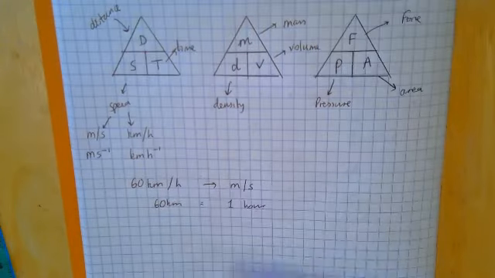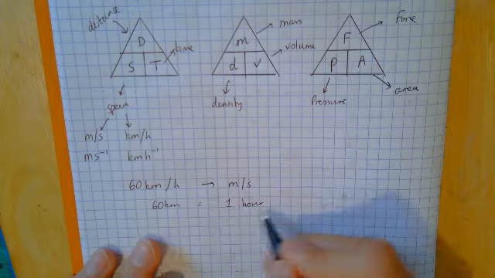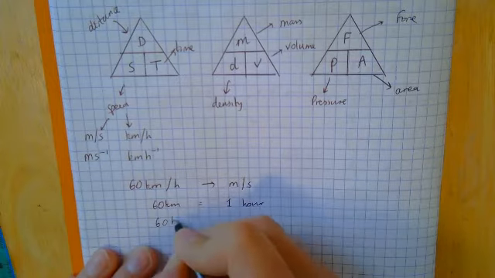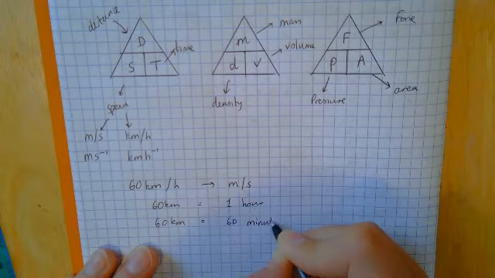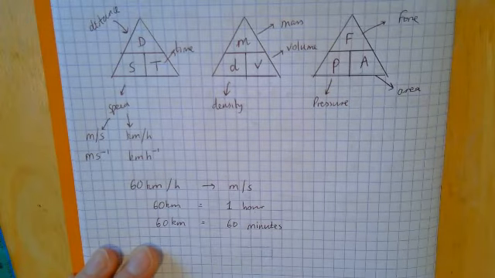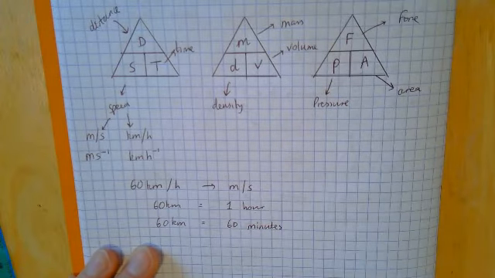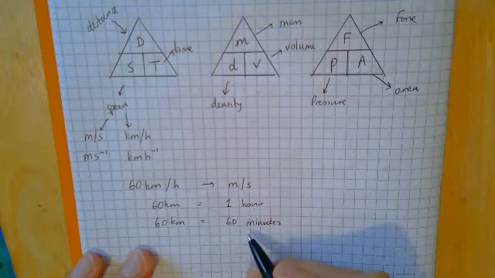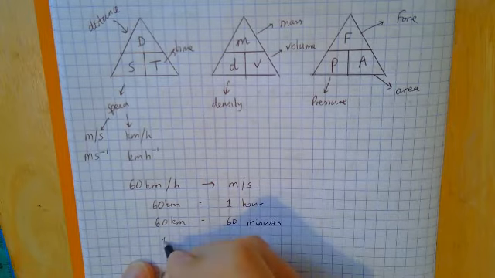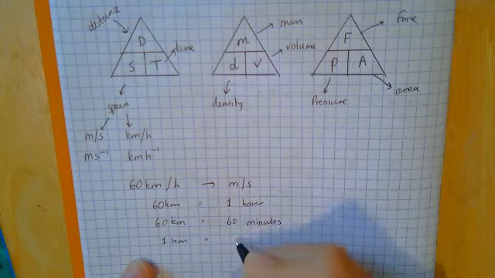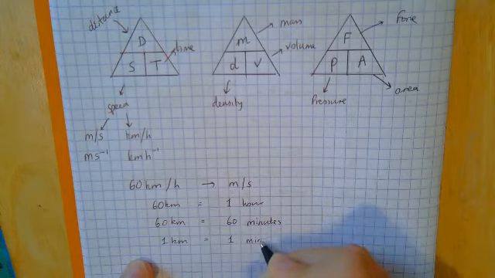So we eventually want to get to metres per second. So I'm going to write this as minutes. So he does 60 kilometres in 60 minutes. Yeah, I haven't actually done anything. I've just written that 1 hour is 60 minutes. Now I'm going to, I guess, get down to 1 minute. So I'm going to divide both sides by 60.